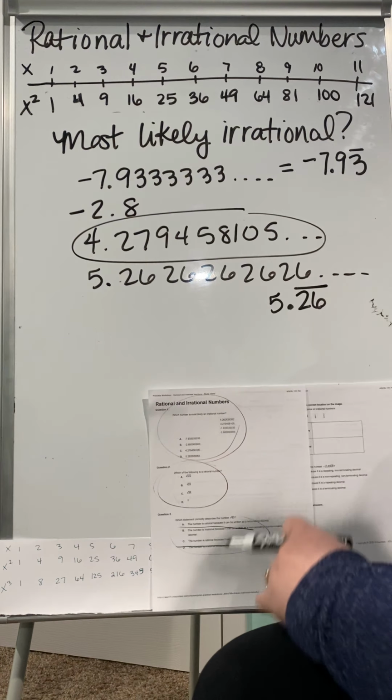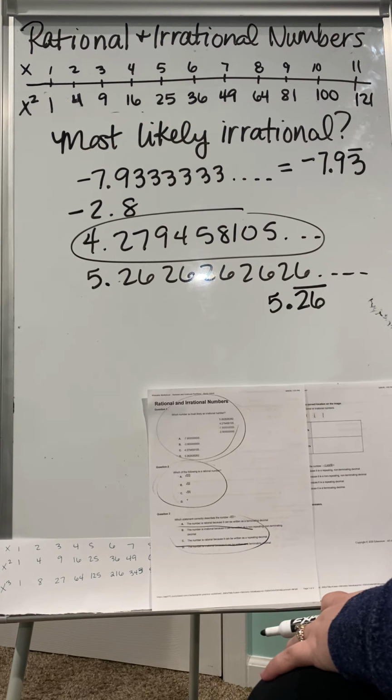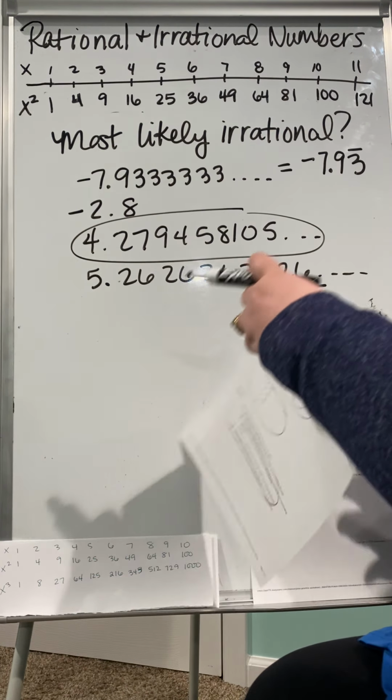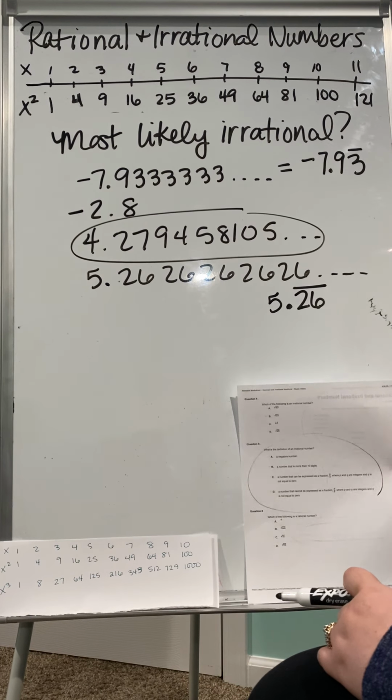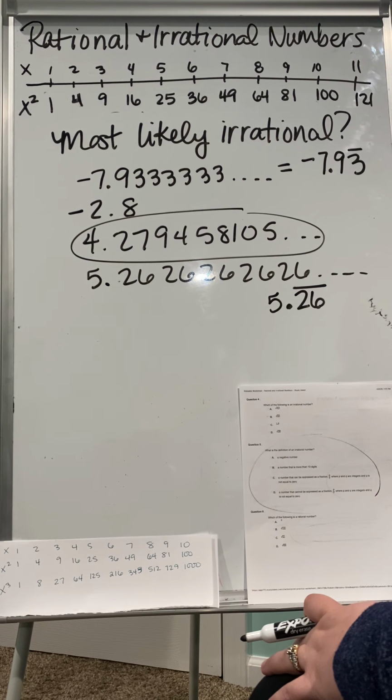So that leaves us with this guy right here. It's kind of a hot mess. Okay? There's no pattern to it. There's no rhyme or reason. It doesn't terminate. It just goes on and on and on with no pattern to it at all. That is an irrational number.